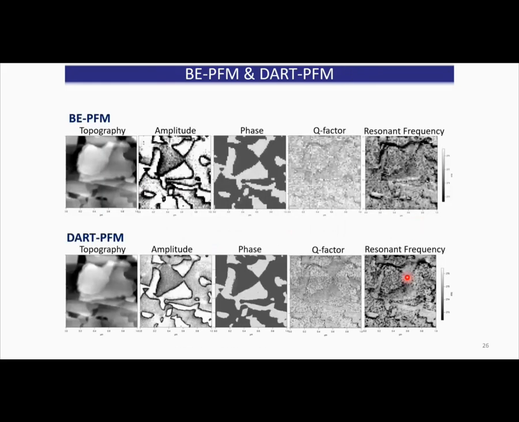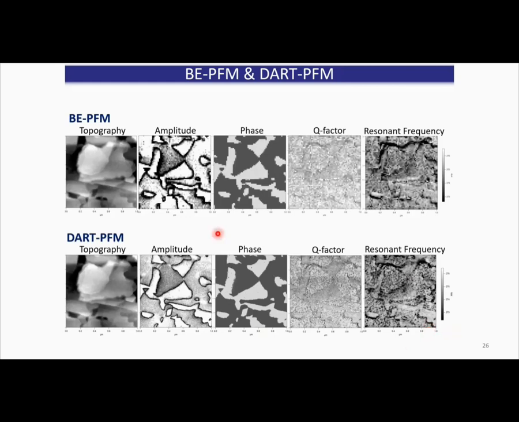And that data might look something like this. So here you can see the topography. Here's the PFM amplitude and phase. Since we have 2 data points on either side of the resonance, we can fit the data to extract the quality factor and the resonant frequency as well using a simple harmonic oscillator model.